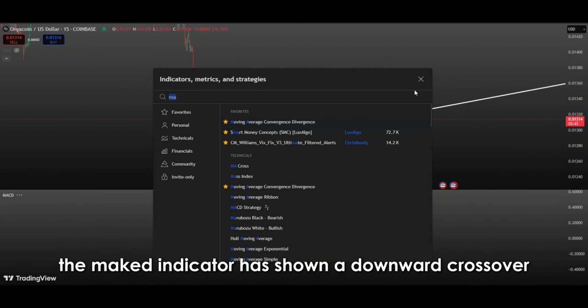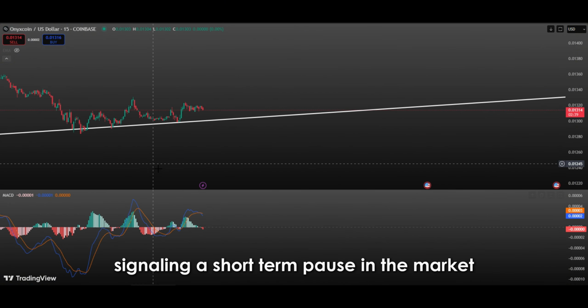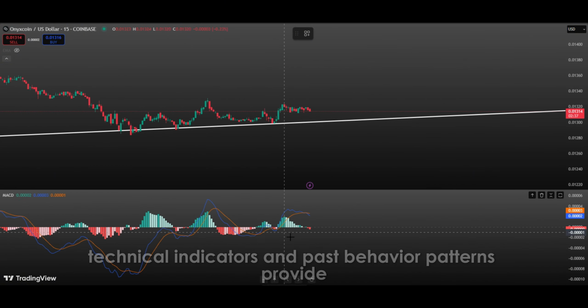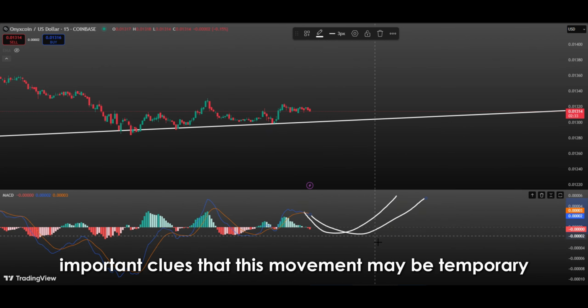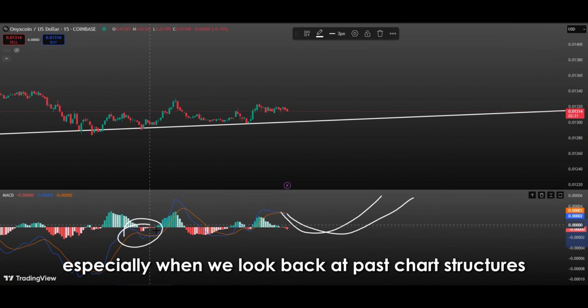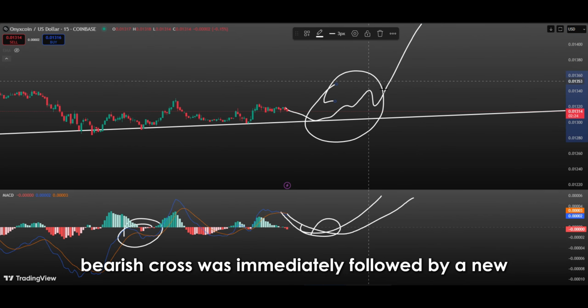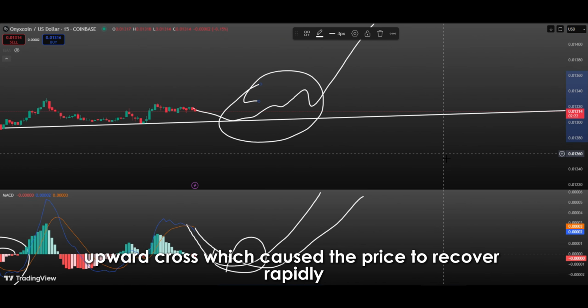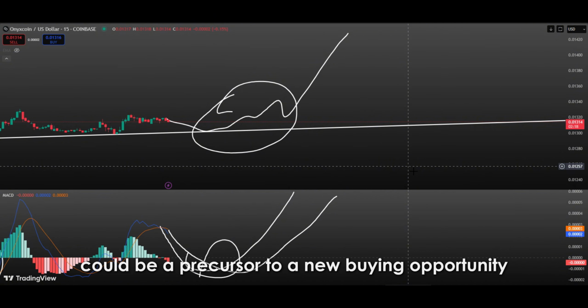Although the MACD indicator has shown a downward crossover with recent price movements, signaling a short-term pause in the market, technical indicators and past behavior patterns provide important clues that this movement may be temporary. Especially when we look back at past chart structures, it is clearly seen that a similar bearish cross was immediately followed by a new upward cross, which caused the price to recover rapidly. Therefore, the current bearish signal could be a precursor to a new buying opportunity.